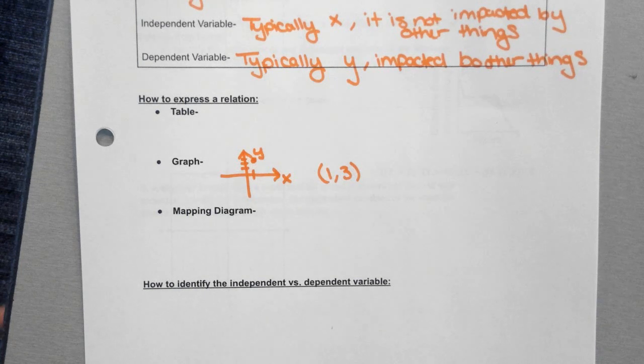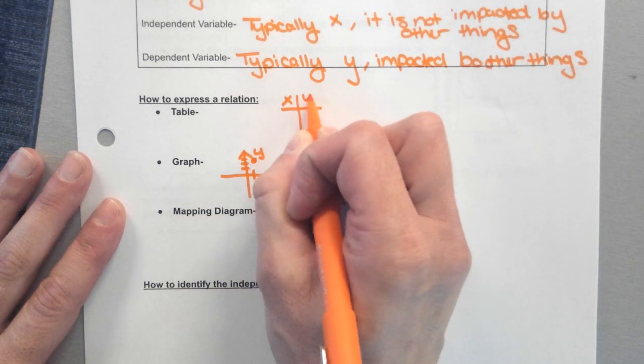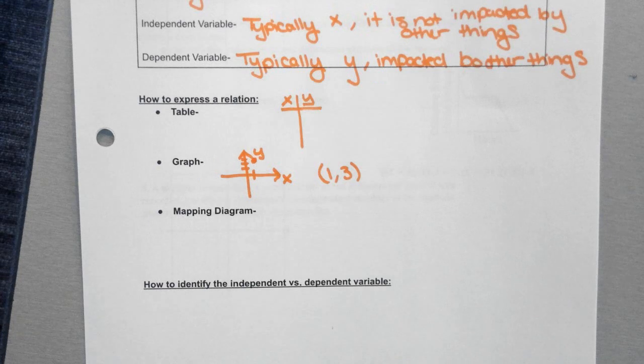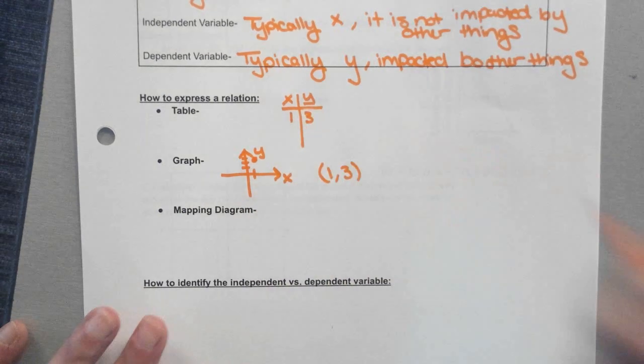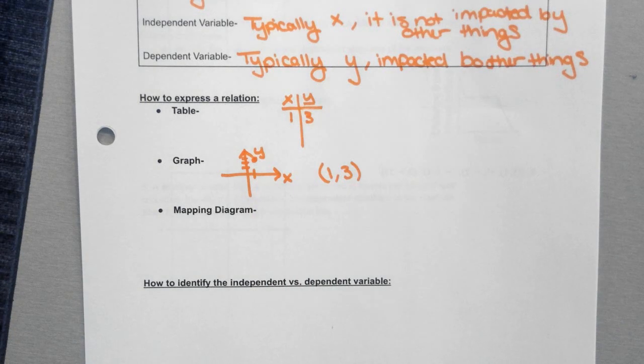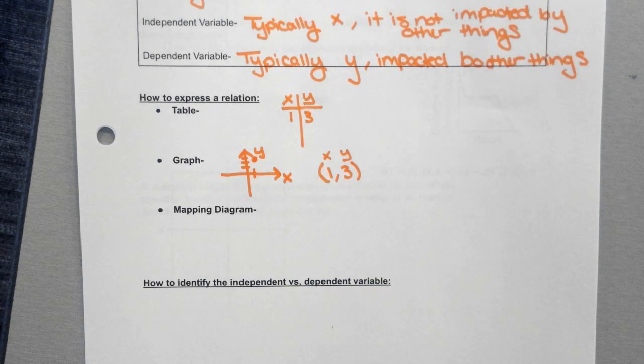Another way that we can show a relation is with a table. So I call them T-charts because it looks like a lowercase t. So this is a T-chart. And I'll just use the same point I used a second ago. My X is my 1, my Y is my 3. So remember, they come in alphabetical order. So the X comes first, the Y comes second. So that's what a table would look like. And typically we have more than one point, so usually we're not working with something this simple.